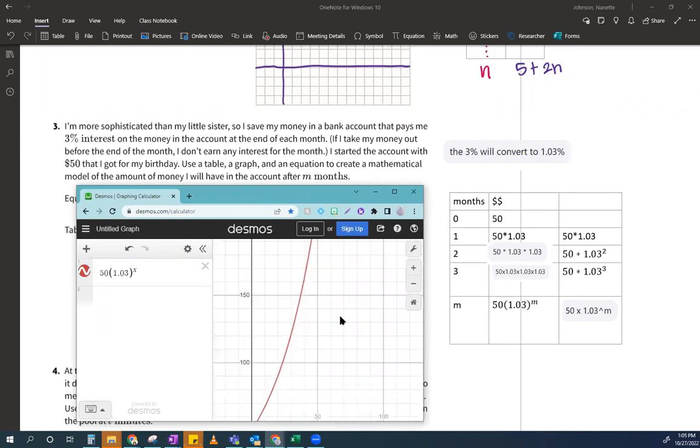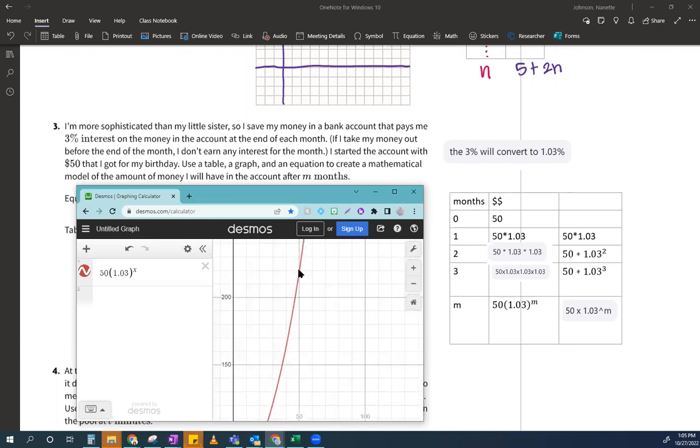Then I pick another point that looks really good. This point right here. This says after 50 months, I have $219.20. I know 50 months is a lot, it's like 4 years. If you started with $50, now you have $200. Amazing, right? That's what exponential functions will do for you. They'll have you grow really quickly.